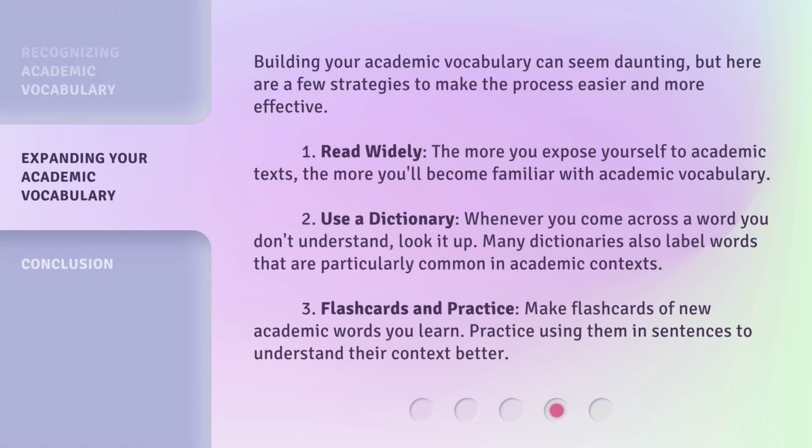Building your academic vocabulary can seem daunting, but here are a few strategies to make the process easier and more effective. 1. Read widely. The more you expose yourself to academic texts, the more you'll become familiar with academic vocabulary. 2. Use a dictionary. Whenever you come across a word you don't understand, look it up. Many dictionaries also label words that are particularly common in academic contexts.